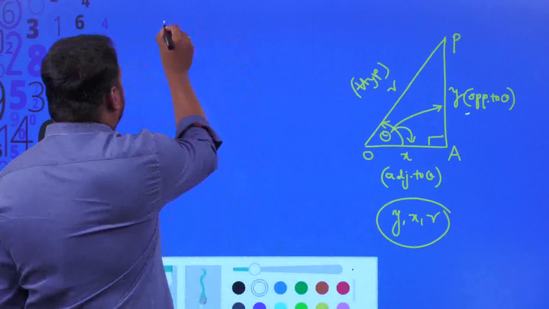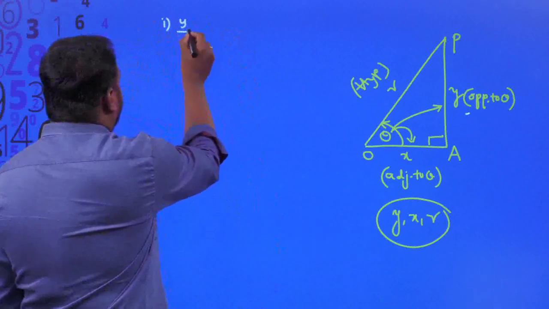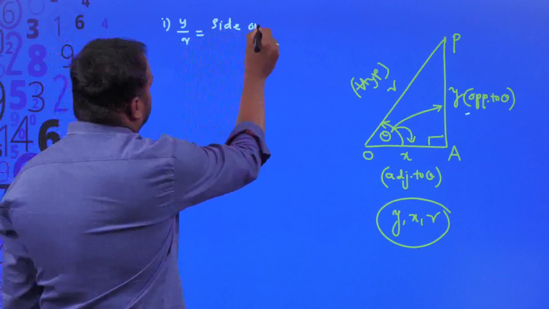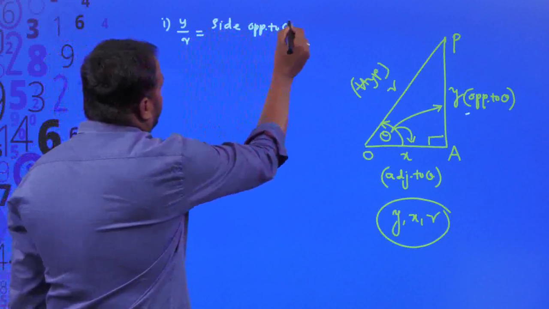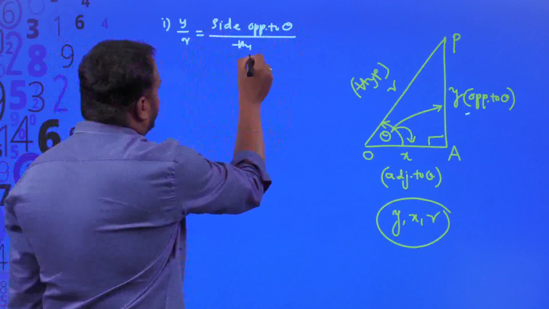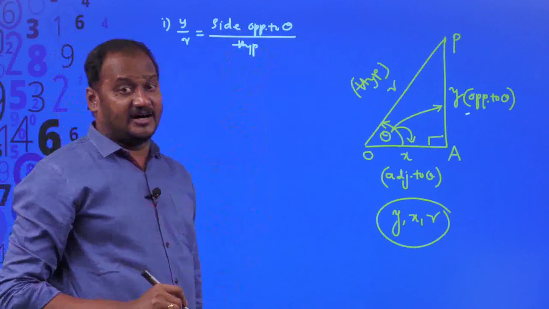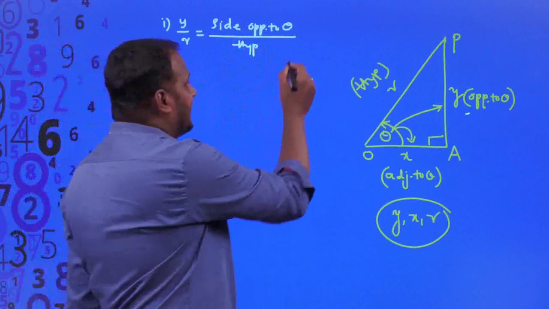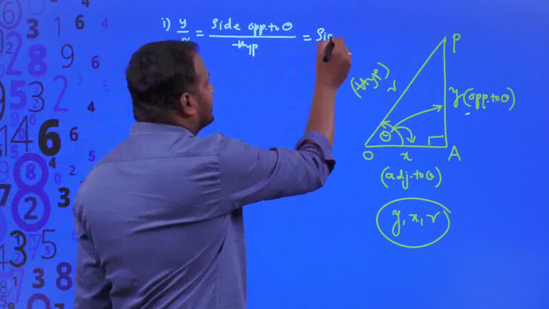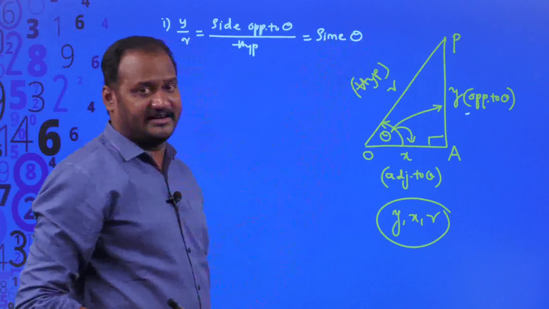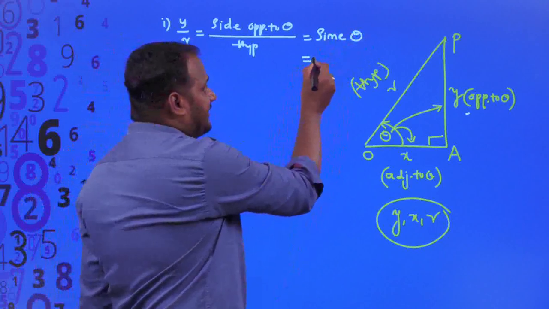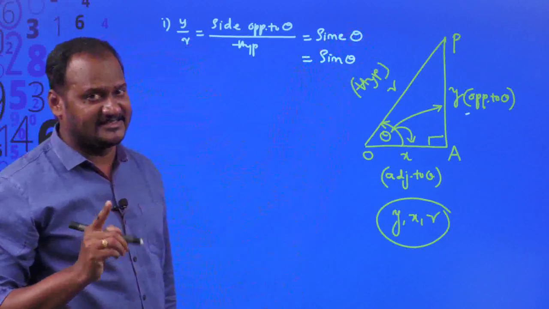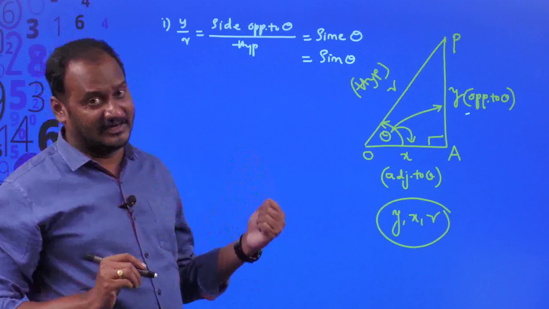So the first ratio is y divided by r, which is equal to side opposite to theta divided by hypotenuse. Side opposite to theta by hypotenuse is named sine theta. We can write this briefly as sin theta, but you should not read it as sin theta, you should read it as sine theta only.